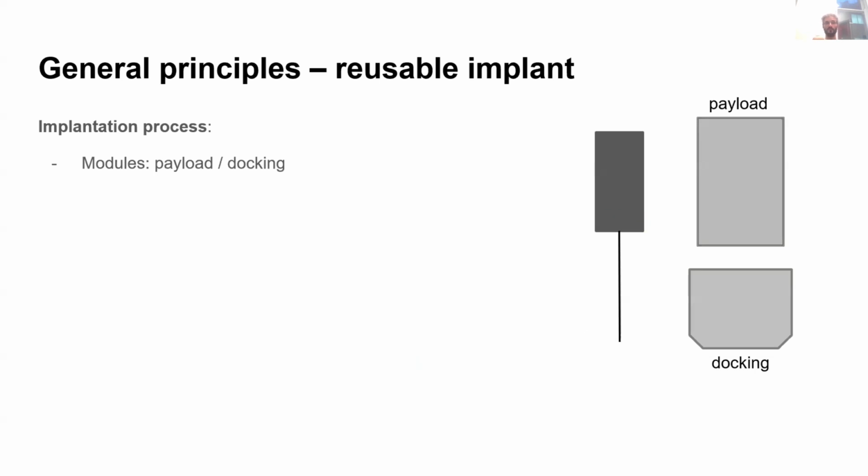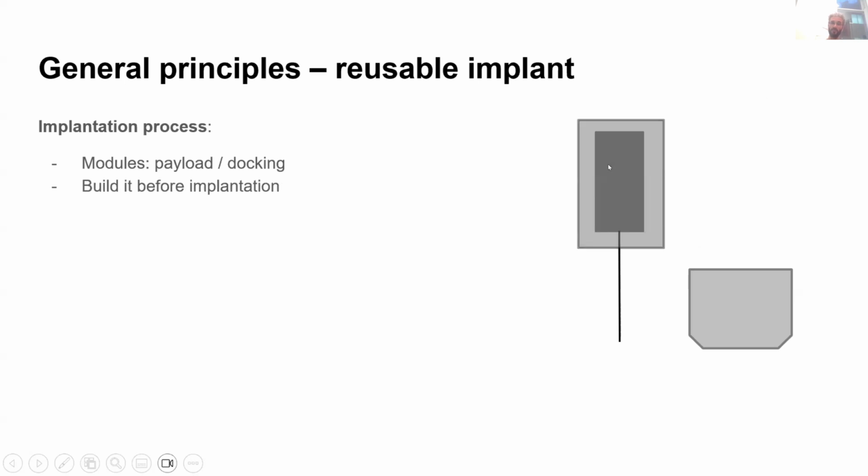The second principle is to use reusable implants, and this is what I've been mainly working on. So that's the part I'm going to take a bit more time on. But basically, you have the probe here, and the general principle is you have two types of modules, which I'm going to call the payload module and the docking module. These can have many different shapes, and I'm going to go through it afterwards. But the way you go is you attach the probe to the payload module, okay? And then you assemble the payload module, which is physically cemented to the probe, to the docking module.